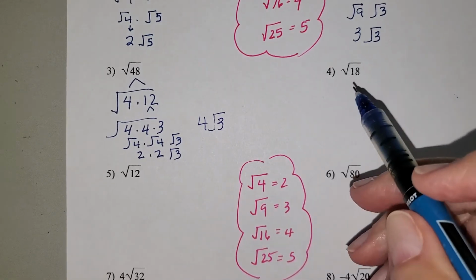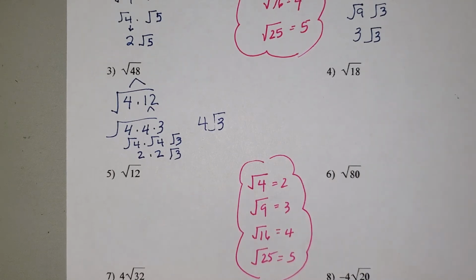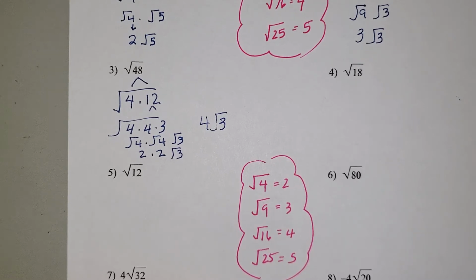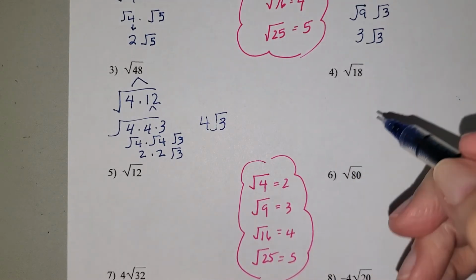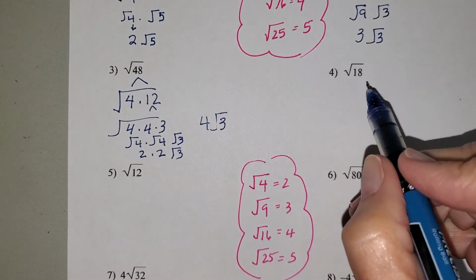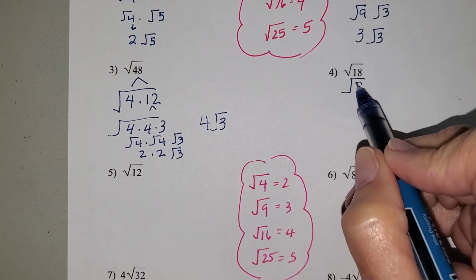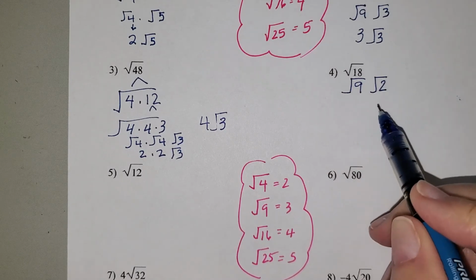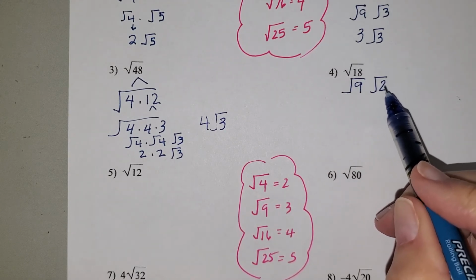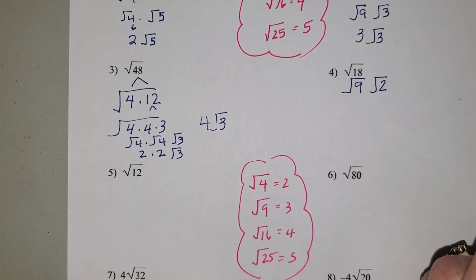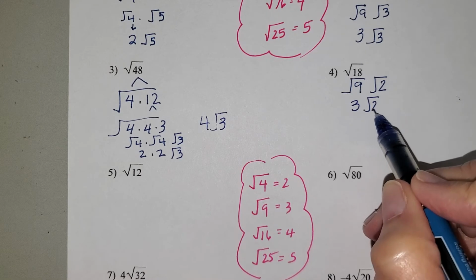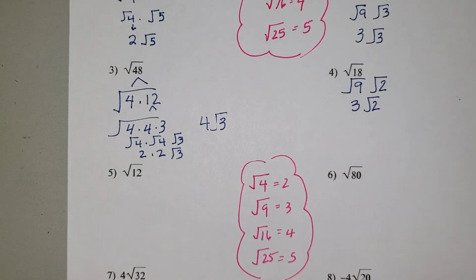Okay, let's look at the square root of 18. Now there's a lot of factors for 18. 3 and 6, 2 and 9, 1 and 18, but we always just want to factor it using a perfect square. So I'm going to do this one a little differently. I'm going to say this is the square root of 9 times the square root of 2. Can we simplify or factor the square root of 2 using any of these perfect squares? No. So this becomes 3 radical 2. Okay.